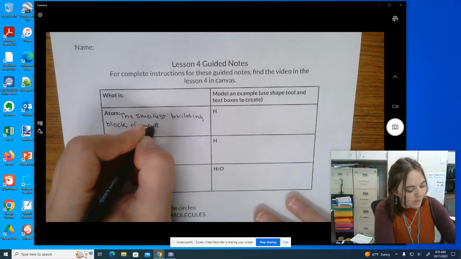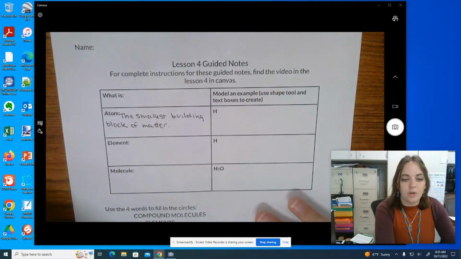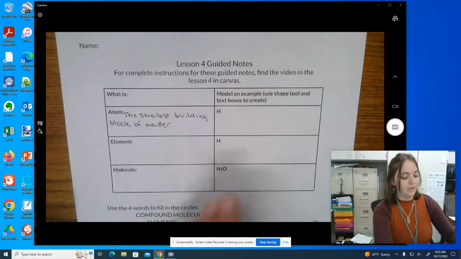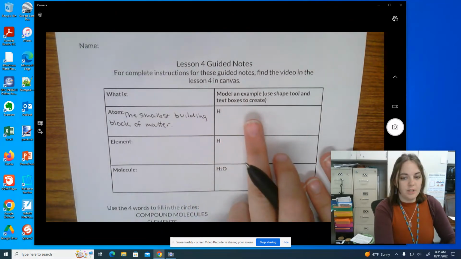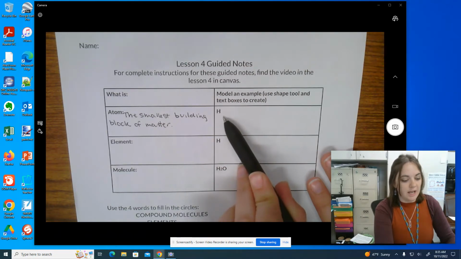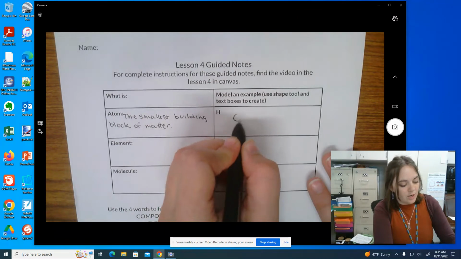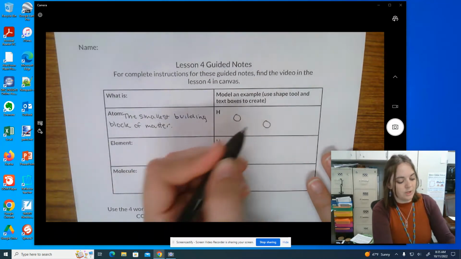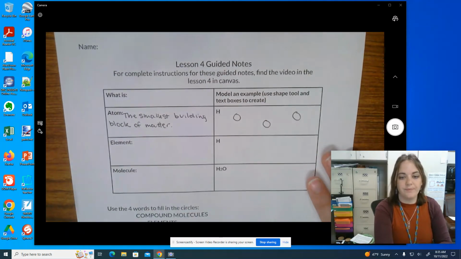Now remember, if I am going too fast, you can pause and then copy down what I have written. Okay? So let's model an example. So over here, we're going to model an example of the smallest building block of matter. Here we're going to model hydrogen atoms. But for this, we're just going to draw circles to represent our atoms.